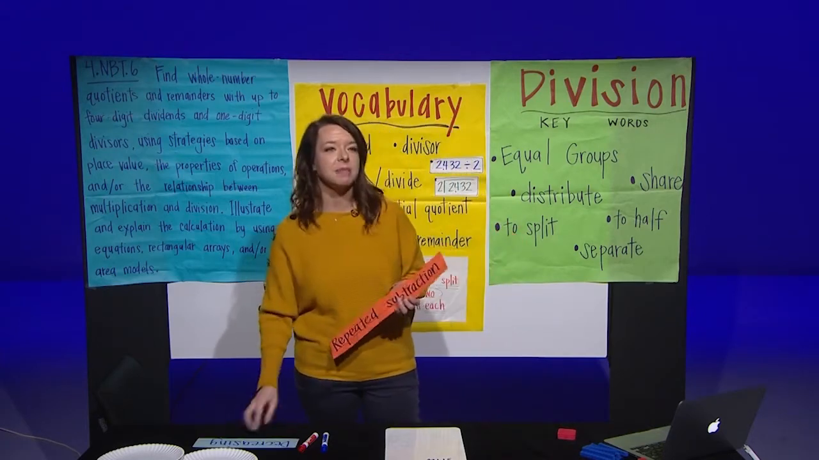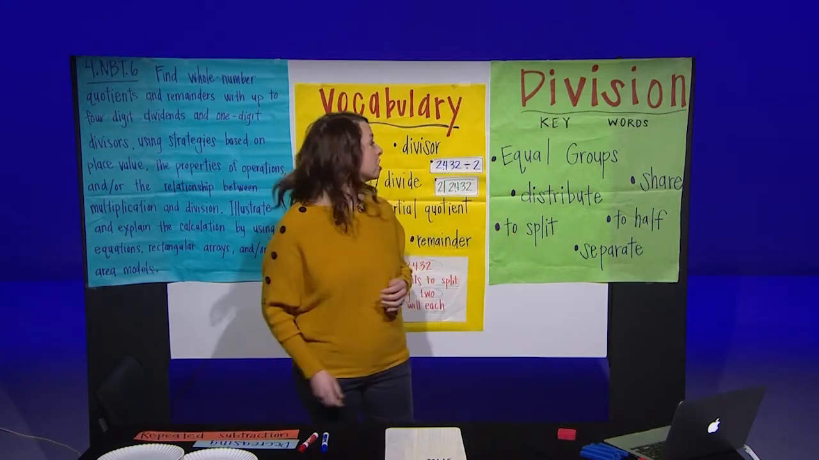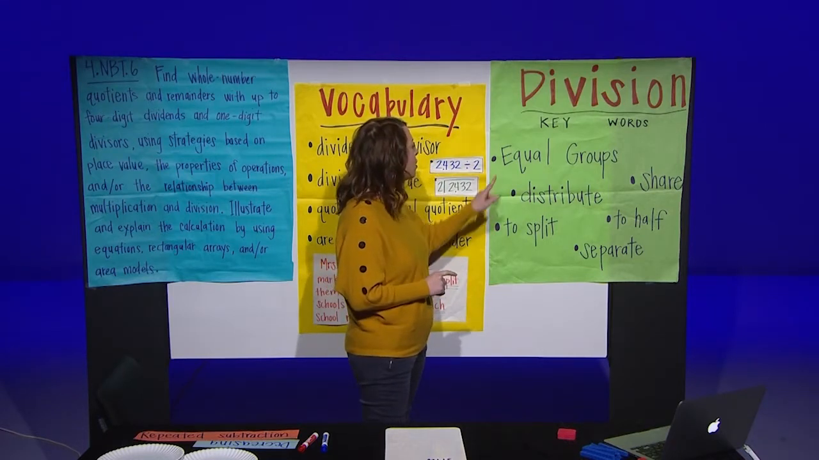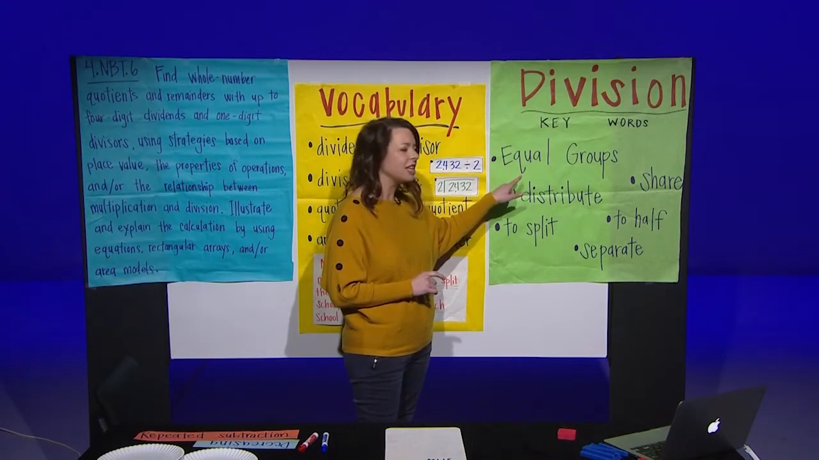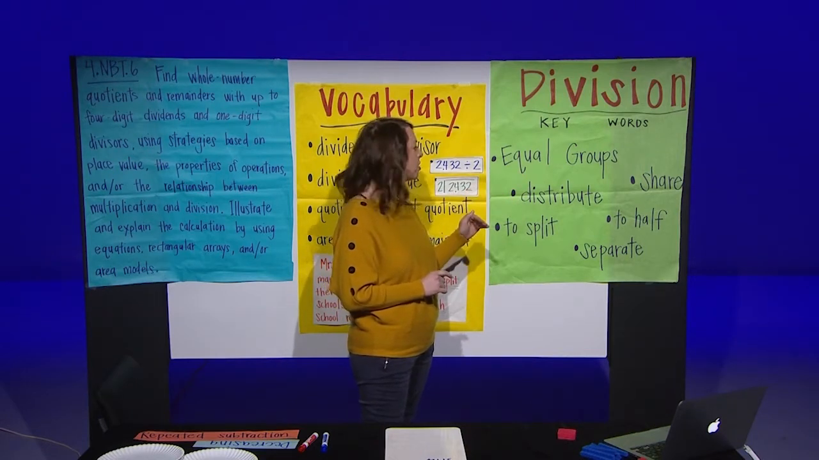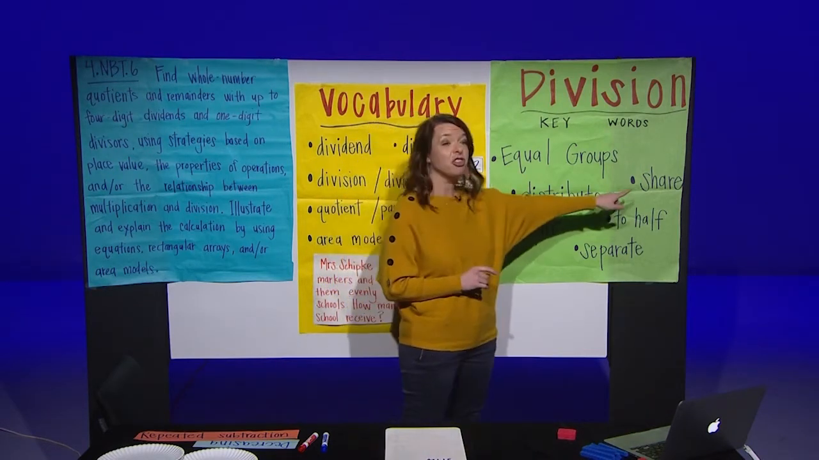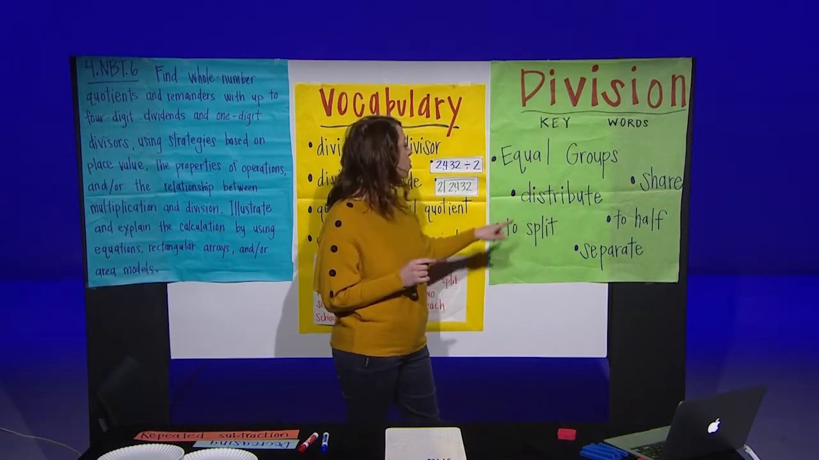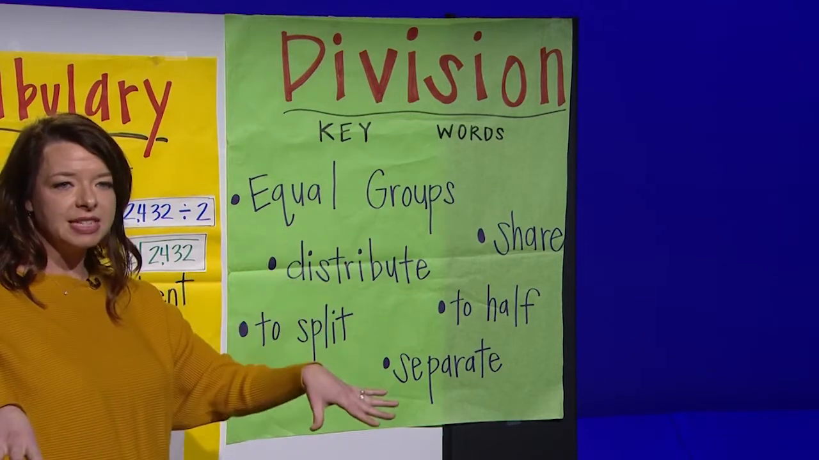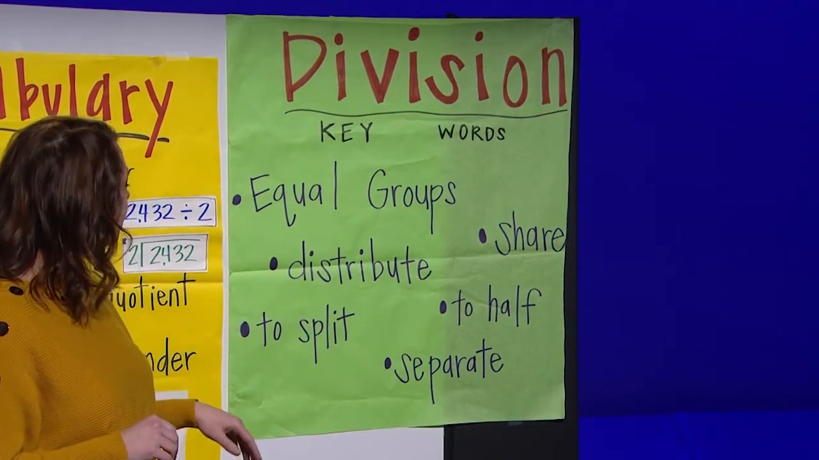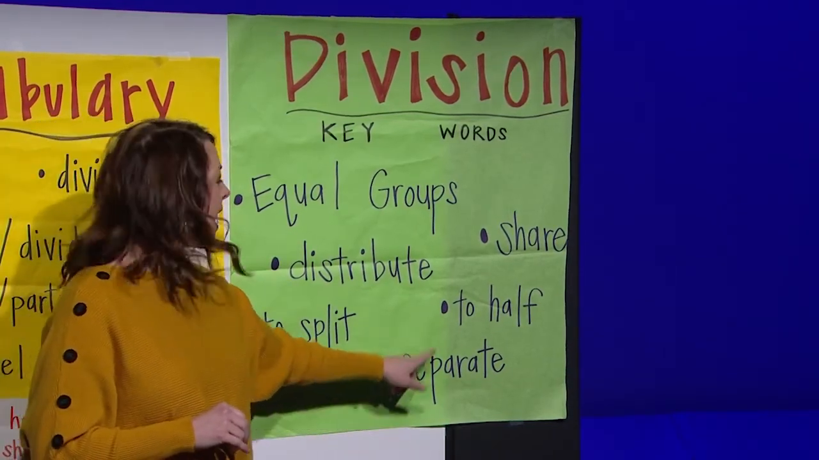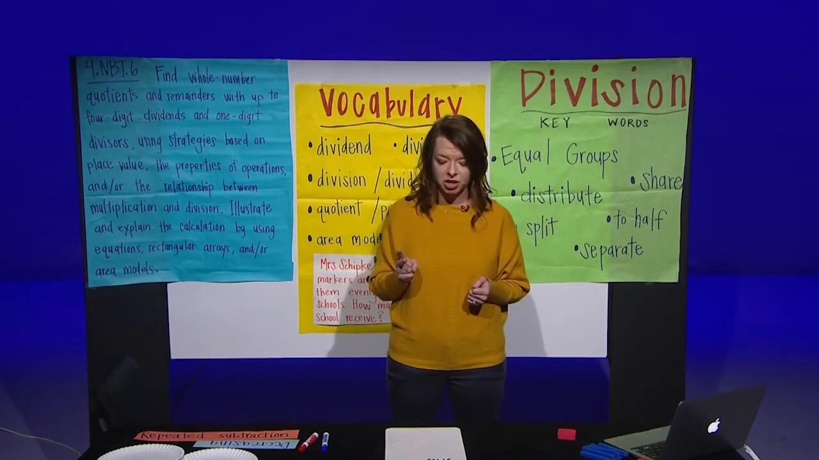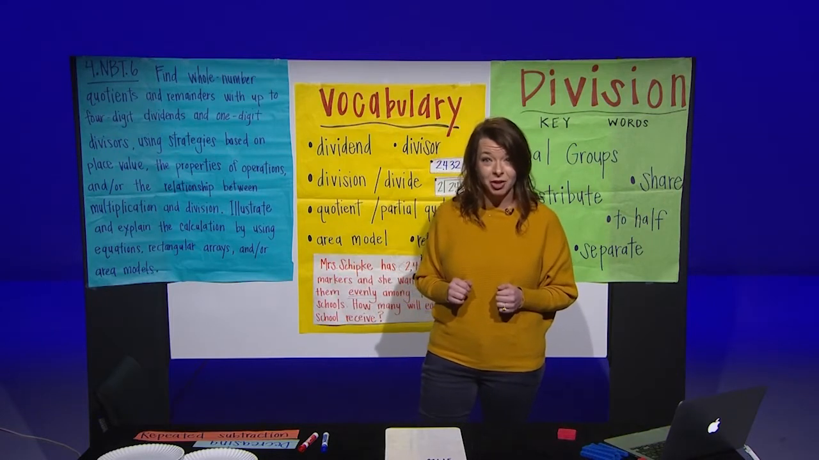Now I also have some key words that I want us to look at right over here that you may see or hear when you divide. You have equal groups. That's what division is. You're splitting something among those groups. You may share them into equal groups. That's a major key word. And one of my favorites is the word distribute. You're breaking those down into smaller groups. And then I also have separate and to half. Those are all keywords that you may hear or see when you're dividing. Okay, are you ready to get started?